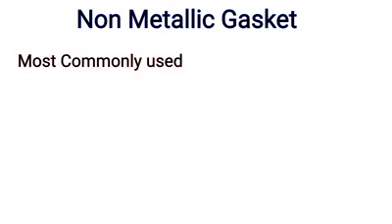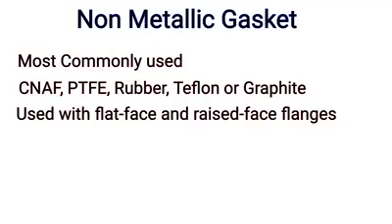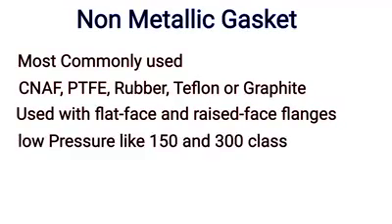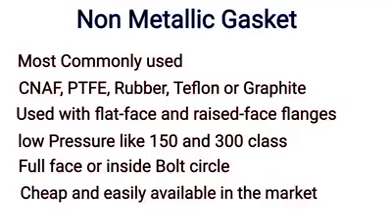Non-metallic gasket. It is the most common gasket used in piping industries. Non-metallic gaskets are made from CNAF, which is compressed non-asbestos fiber, PTFE, rubber, Teflon or graphite, used with flat face and raised face flange in low pressure, like 150 and 300 class. Non-metallic gasket can be full face or inside bolt circle. These gaskets are cheap and easily available in market.